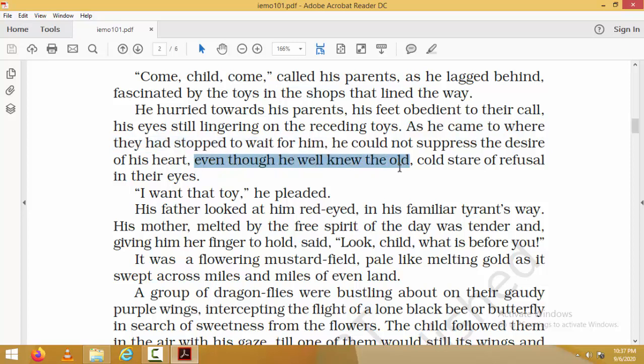Even though he well knew the old cold stare of refusal in their eyes, he knew about his parents, especially his father. He was very strict, so his demand would be refused. He was very much assured of that. Okay, even though he well knew the old cold stare of refusal in their eyes, definitely he is not going to get anything. Okay, this demand will be refused. The boy very much knew that.